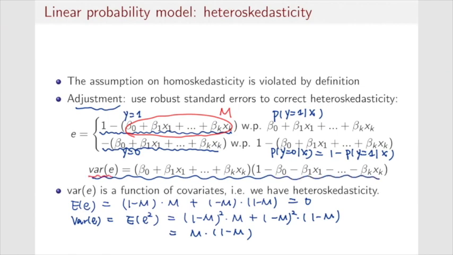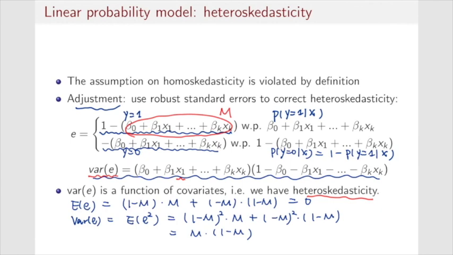Notice that the variance of the error term will be different for different values of x. This means that except in the case where the probability does not depend on any of the independent variables, there must be heteroscedasticity in a linear probability model.